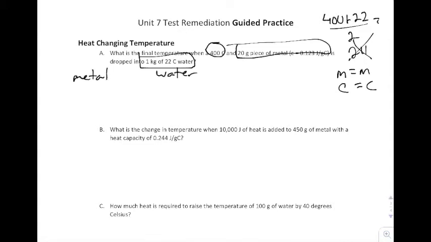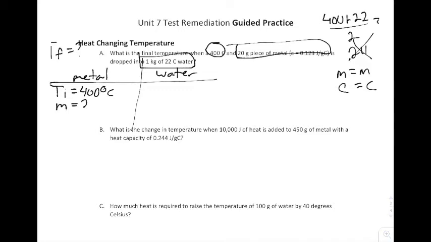And I want to keep two separate variable charts so that I know what I'm doing as I go through these calculations. Okay, so the first thing I want to do is I want to say, what is the final temperature? So I'm looking for final temperature. When a 400 degrees C, 20 gram piece of metal. So I know that the initial temperature of the metal is 400 degrees. I know that it has a mass of 20 grams. And then I know that the specific heat is 0.123.